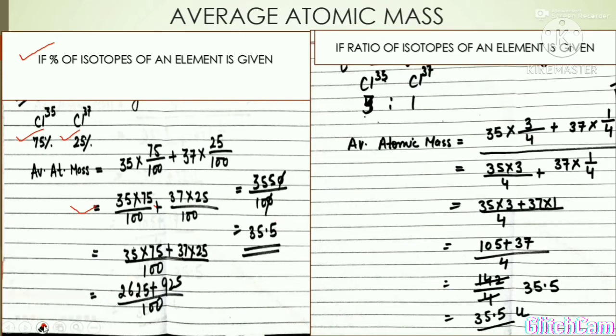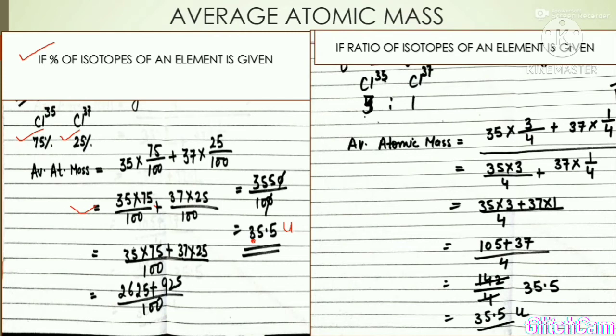So it will be written as U. U means unified mass. So U is the unit. In the previous chapter we discussed that atomic mass is measured in unified mass U. So 35.5 U. So whenever we need the atomic mass of chlorine, we will not take only 35 or only 37. We will take 35.5. This is the average atomic mass.